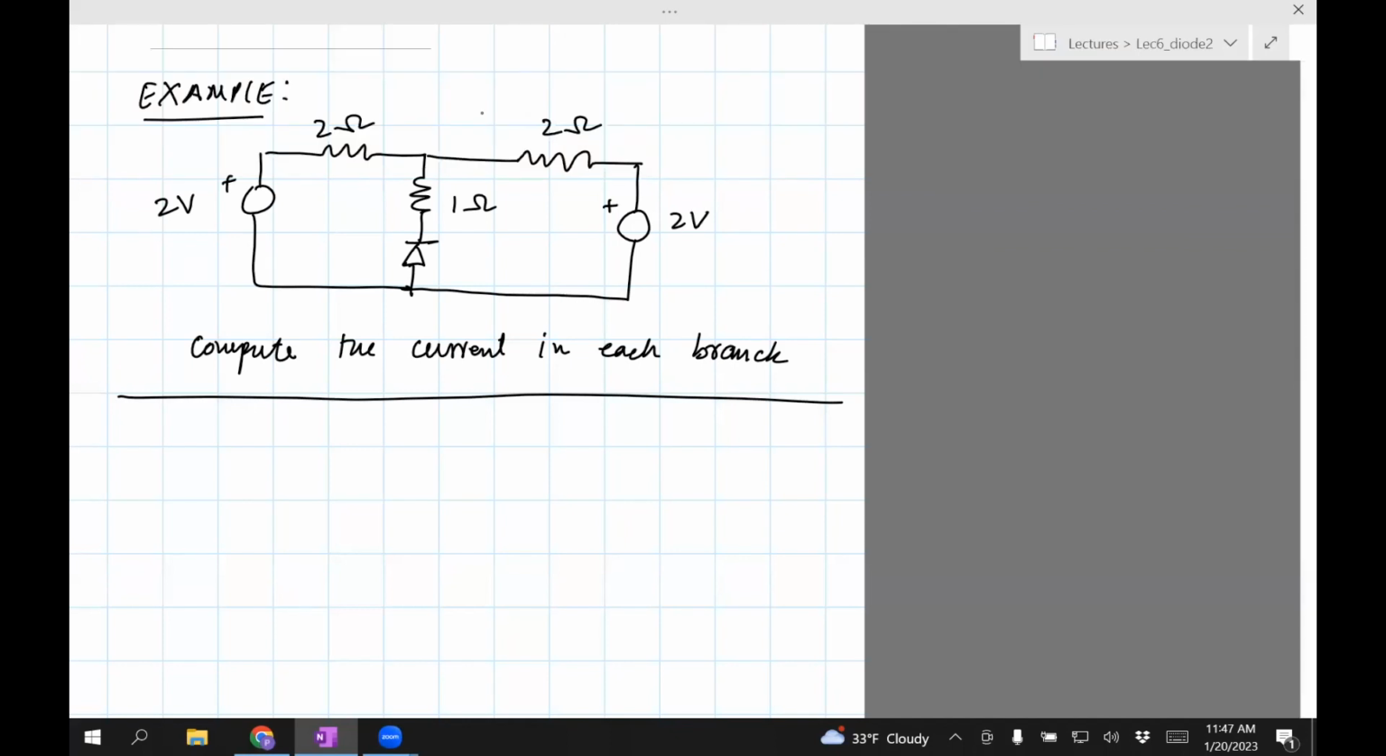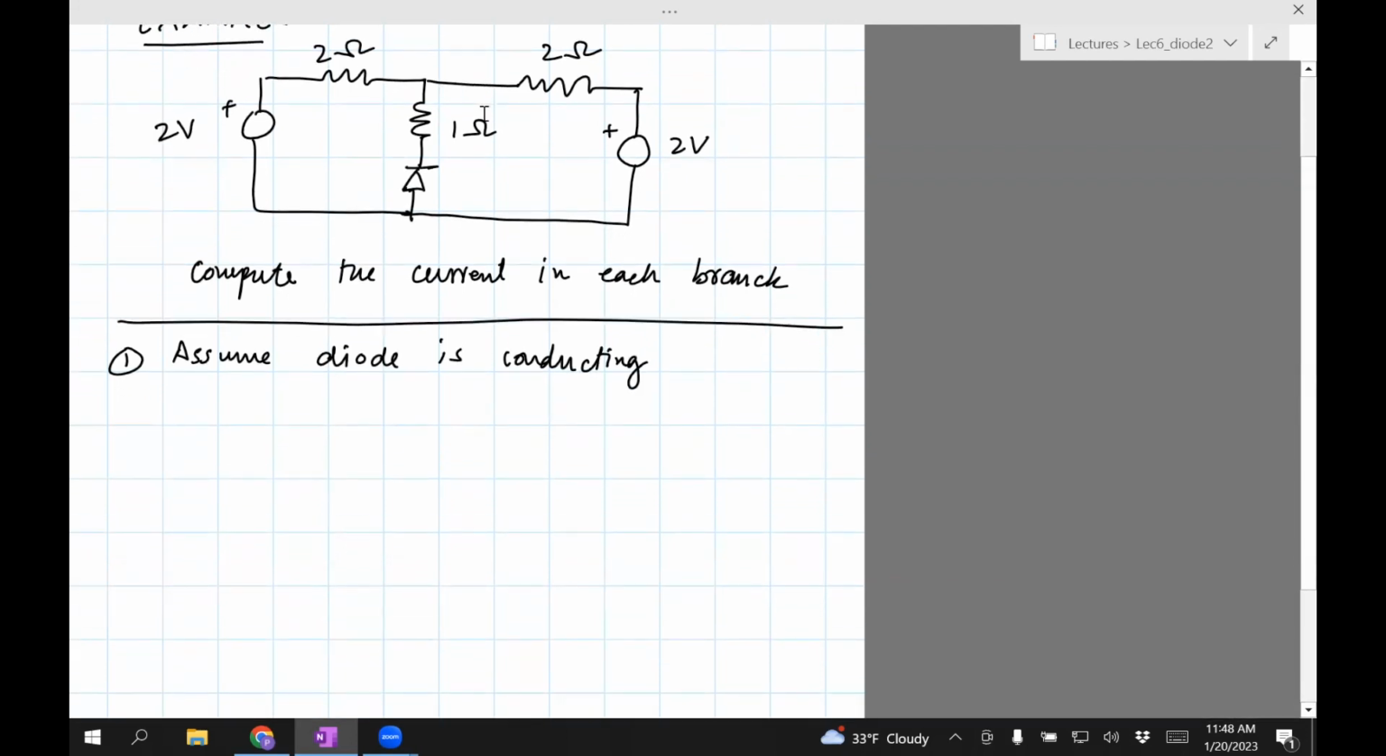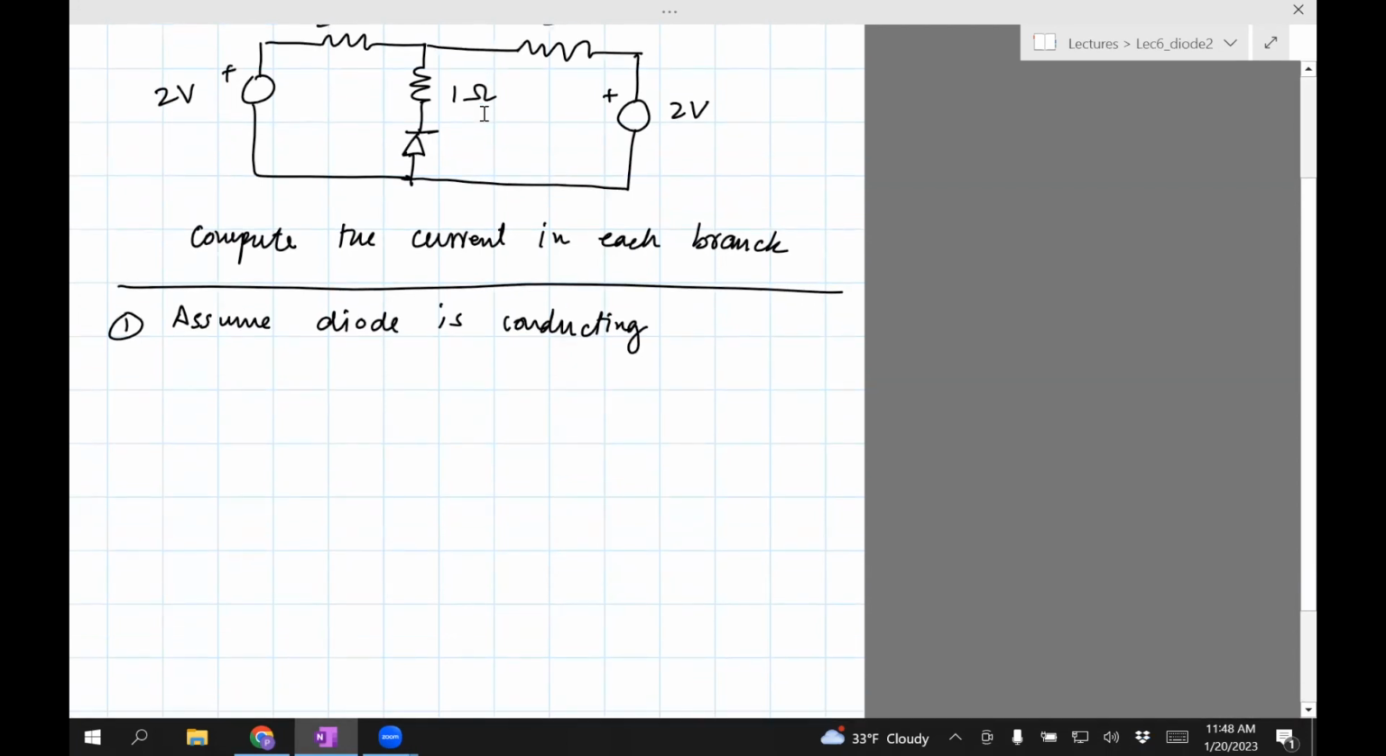So case 1, assume the diode is conducting. Okay, the implications are that the diode is forward biased, and then it also forces us to assume a direction for the current flow. So let's do that first. So let's draw this circuit. And then since it's forward biased, we need to replace it with a wire.